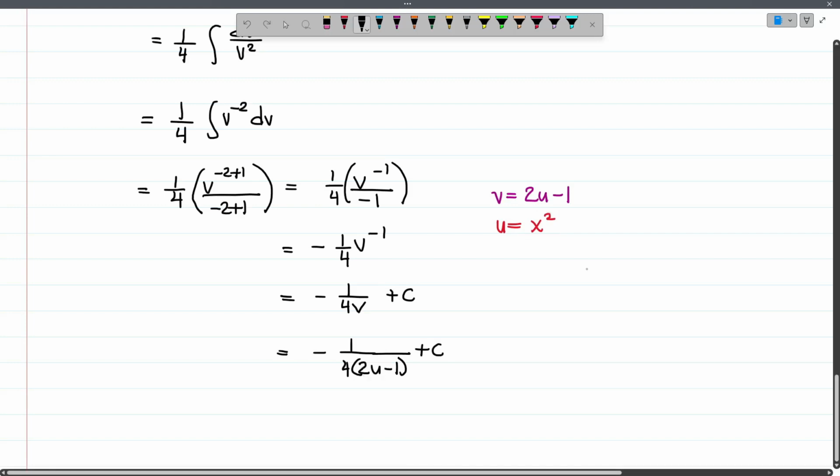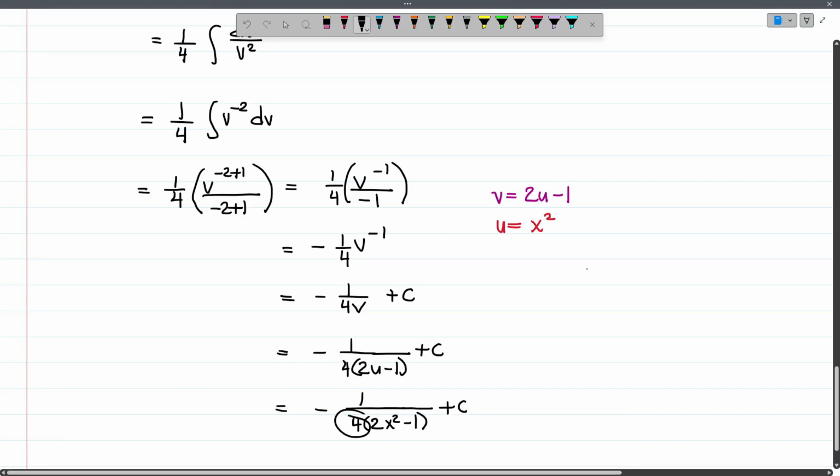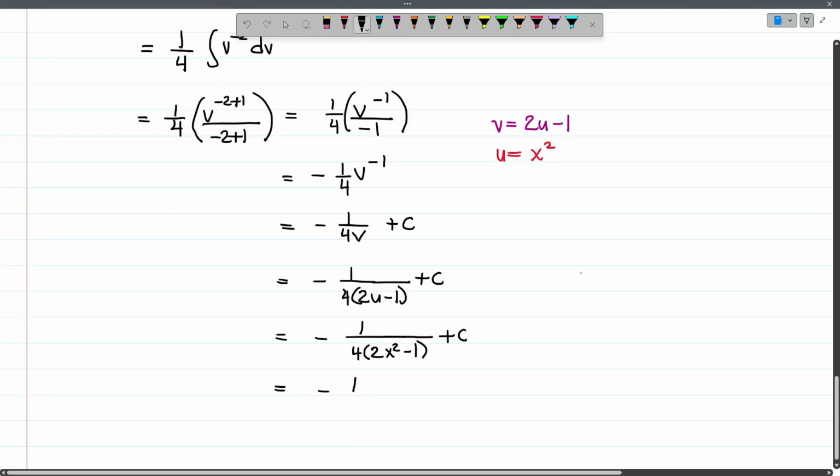So this will become -1 divided by 4, and then 2 times x squared minus 1, and then plus c. And then let's just distribute this one. So we have minus 1/8x squared and then minus 4. Because 4 times 2x squared will give us 8x squared, and then 4 times -1 will give us minus 4. And then we have plus c. And so this will be our answer.